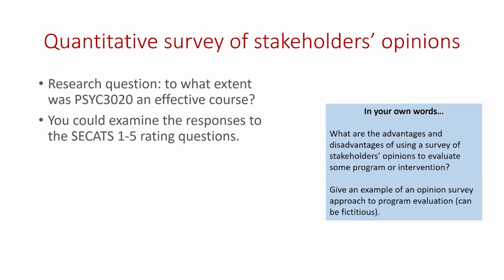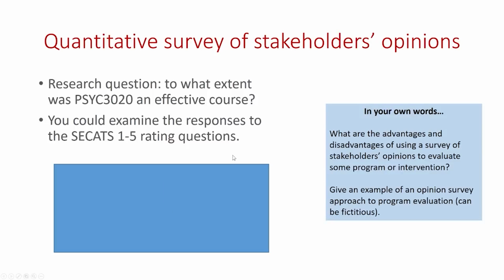Third type of evaluation design: quantitative survey of stakeholders' opinions. Let's say the research question is, up to what extent was Psych 30/20 an effective course? So you do your CCATs, you answer a bunch of questions that you respond to on a numerical scale, 1 to 5. I get all that data after the end of semester, and can get a sense of to what extent you believe that this course was any good or not.